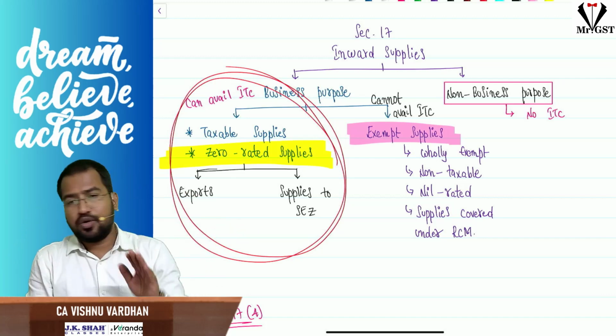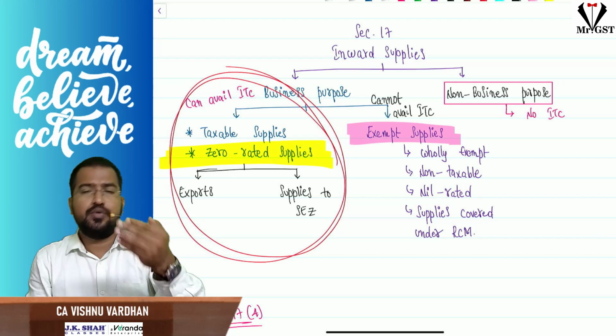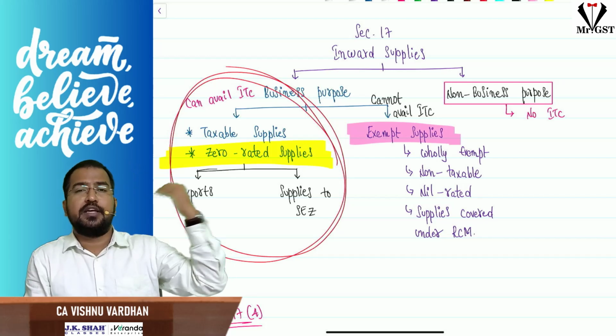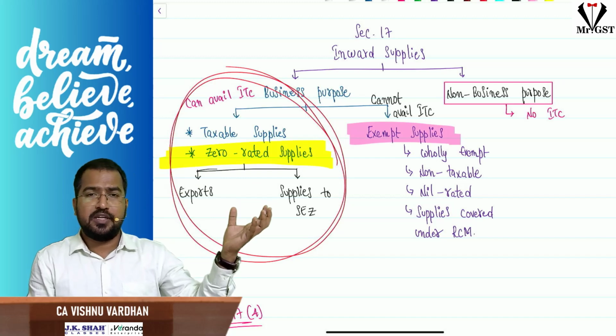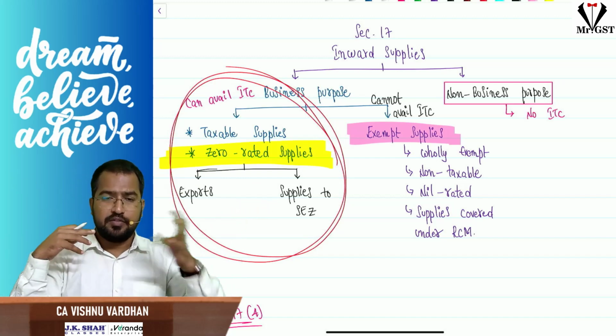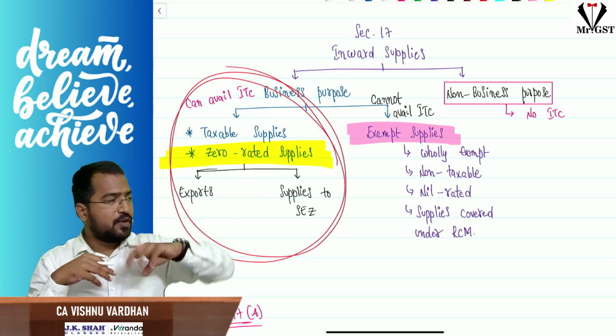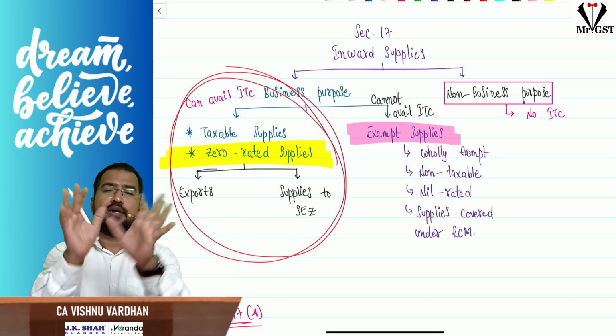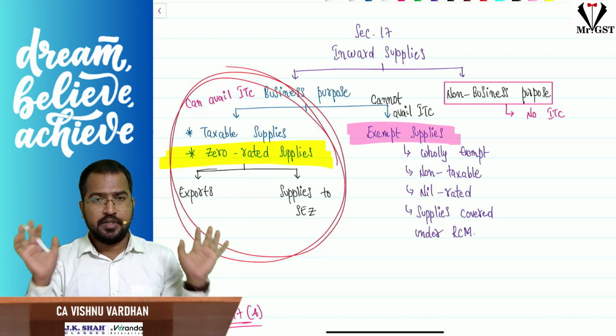Simple. Not only that, but also if you make zero rated supplies, that means if you are making exports or if you are making supplies to special economic zone also, you buy something for making these exports, you buy something for making the supplies to special economic zone, I will give you. Clear? So this is the point.